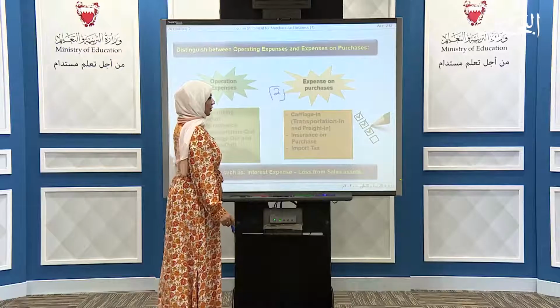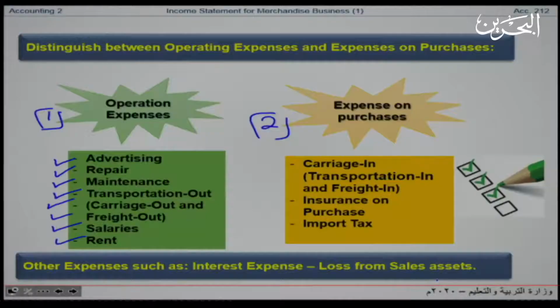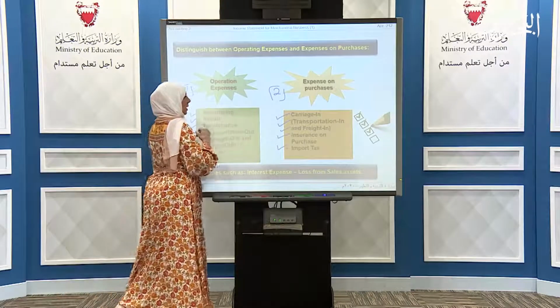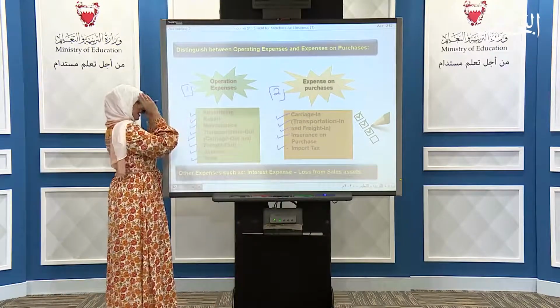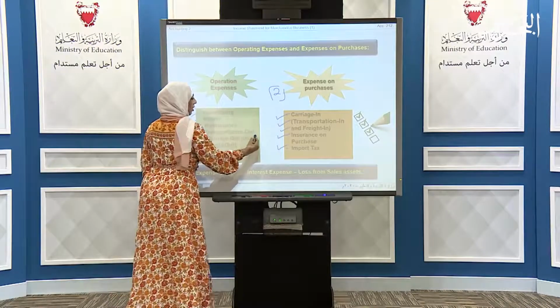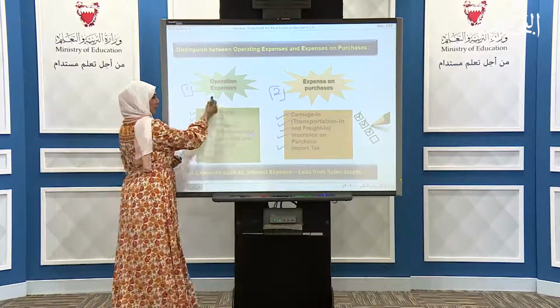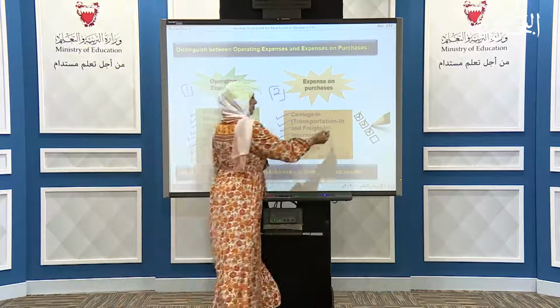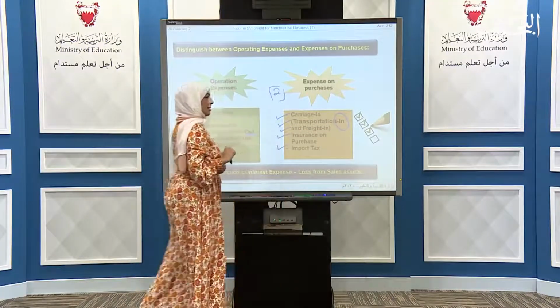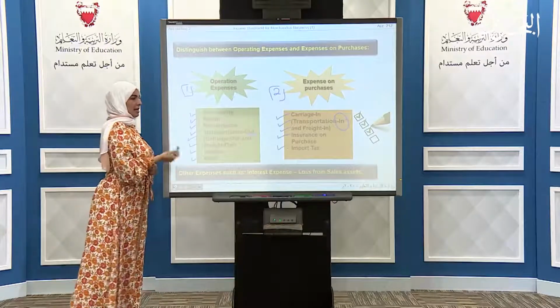When I shift to the expense on purchase, it is the expense I spend to get the merchandise. It will be the carriage in, the transportation in, freight in, insurance on purchase, and the import tax. I should take into consideration some differences between the operating expense and expense on purchase. If I see the word out after the type of the expense, I know that it is an operating expense. If I see the word in after the expense name, I know that it is an expense on purchase.